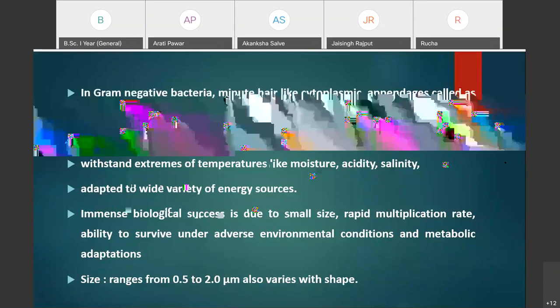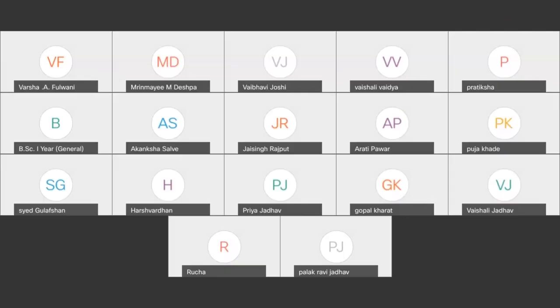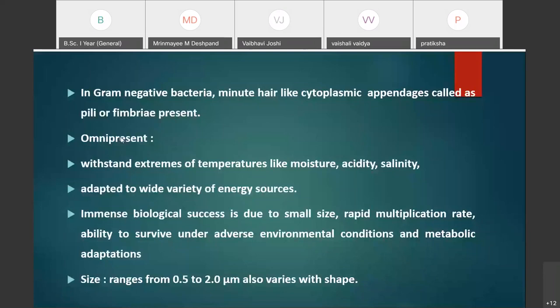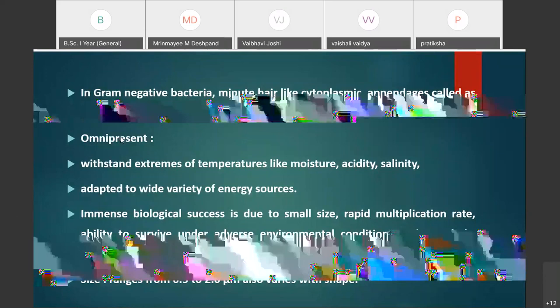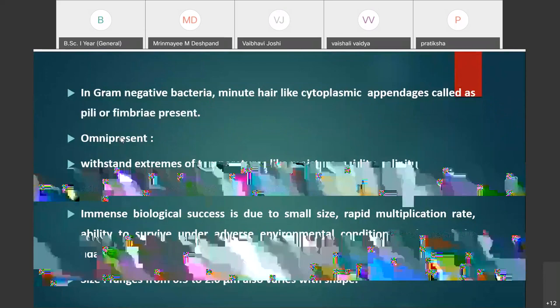Then, the size of the bacteria ranges from 0.5 to 2 micrometers. 1 micrometer is equal to 0.001 millimeter. The bacteria are ultra microscopic.